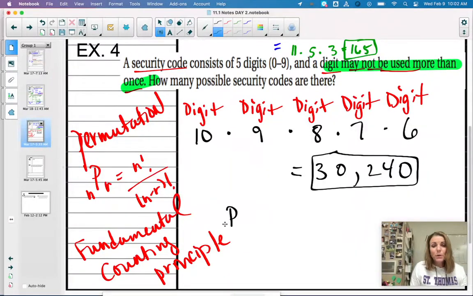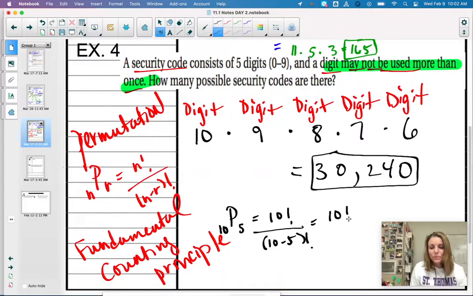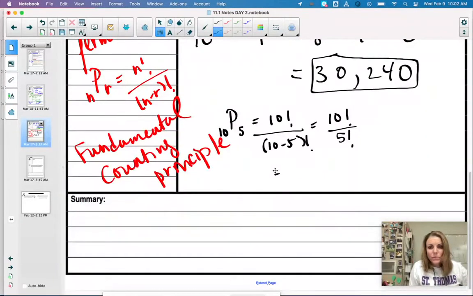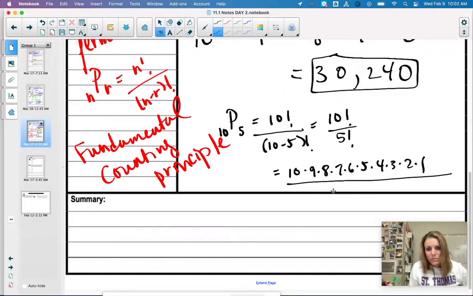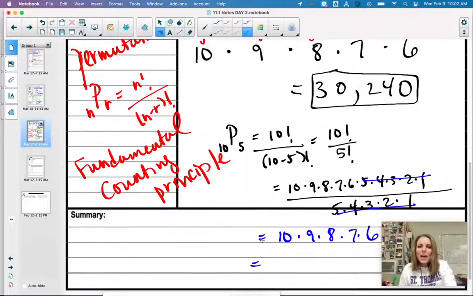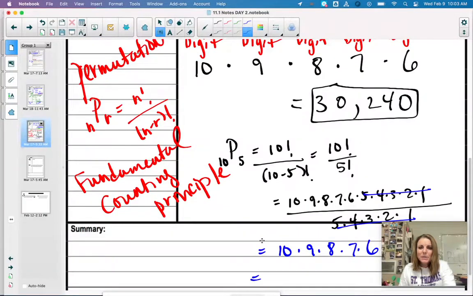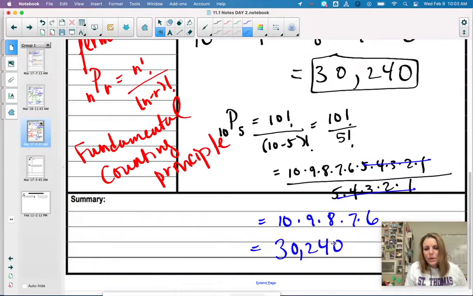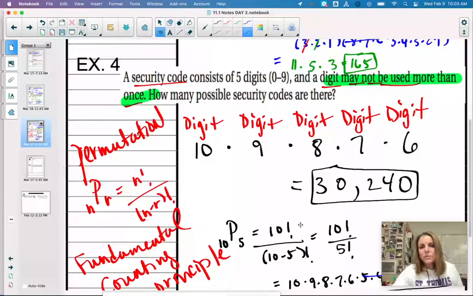If you would have used the P formula, let's see, we have 10 digits to choose from, 0 to 9, and we're picking 5 of them. So we have 10 factorial over 10 minus 5 factorial. That's all we're left with on the top. And look at that. It's just like we ended up with the fundamental counting principle. 10 times 9 times 8 times 7 times 6. There are 30,240 ways to create a 5-digit security code when the digits may not be used more than once.